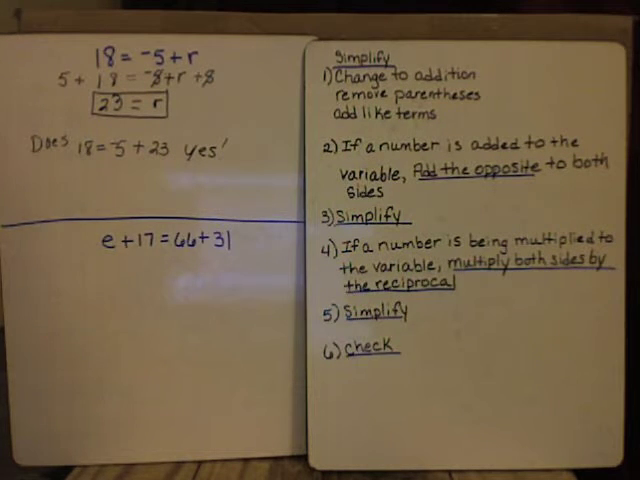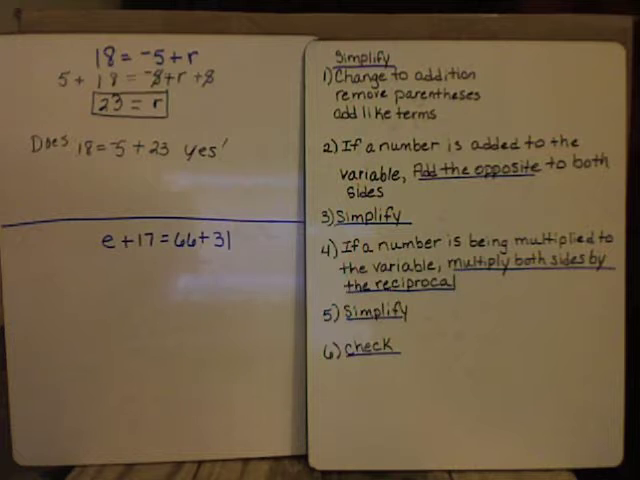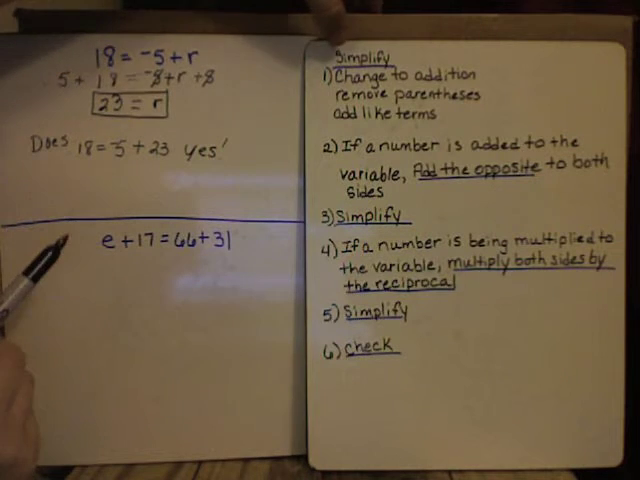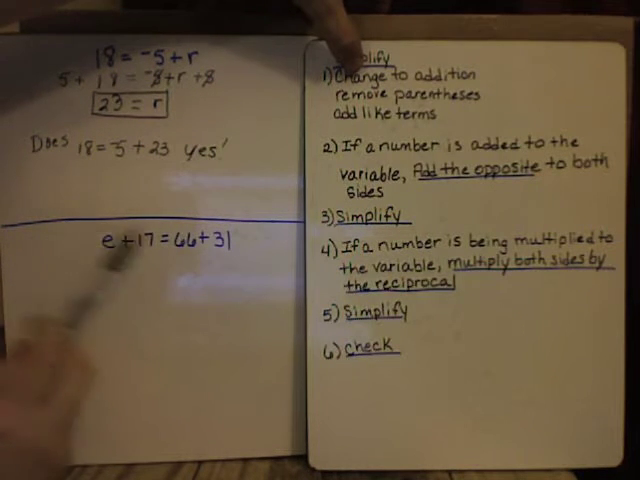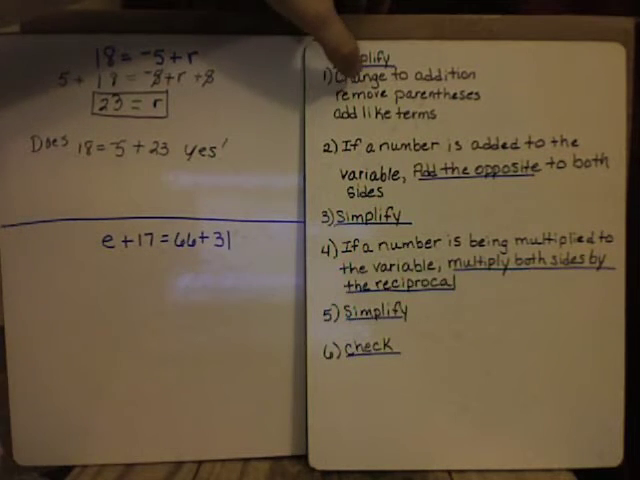Okay, I have another problem for us to try. E plus 17 equals 66 plus 31. Well, the first step, simplifying, change it to addition if needed. It's already addition, so we can skip that step. Remove parentheses. There aren't any.